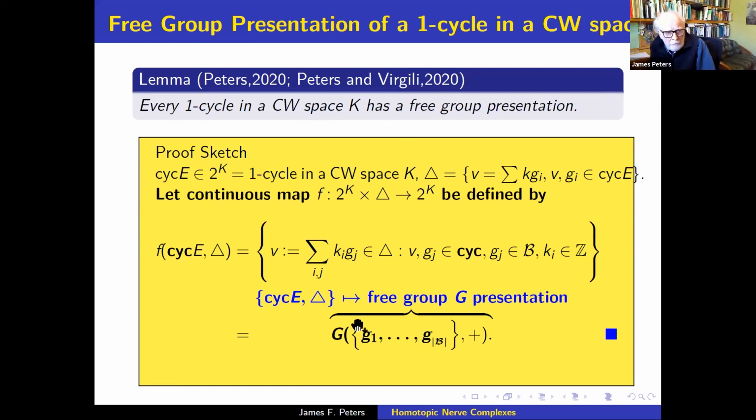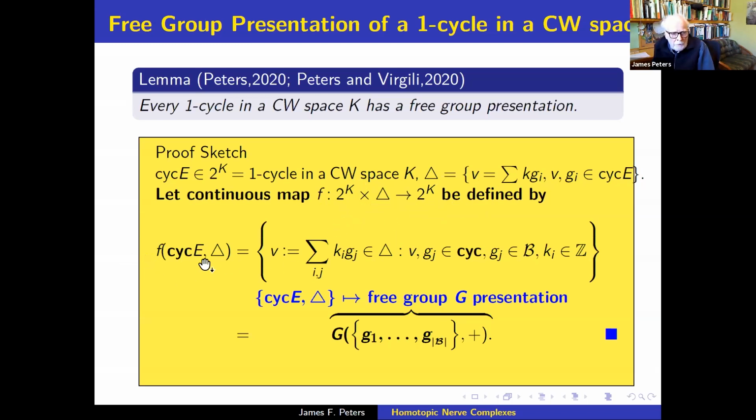And this is just a matter of rewriting the definition by Rothman in terms of the vertexes that are in the one cycle in a CW space K. The relations are in terms of each vertex written as a linear combination of generators. If it's a one cycle, there'll only be one generator. And then we can define the continuous map from the triangle to the K, which is the set of all subcomplexes in the CW space crossed with the triangle to that collection of subcomplexes in the CW space.